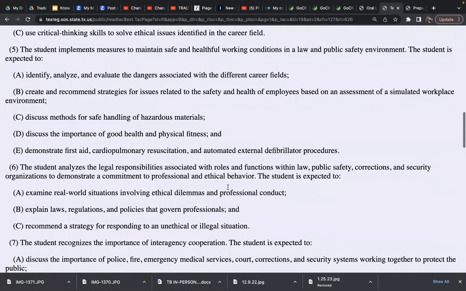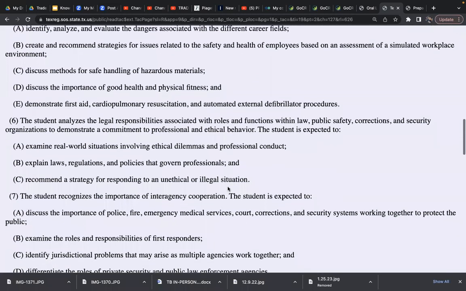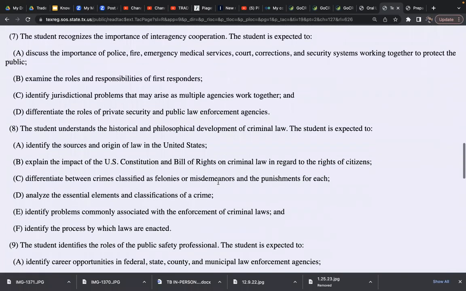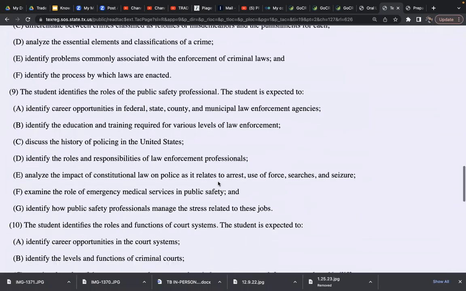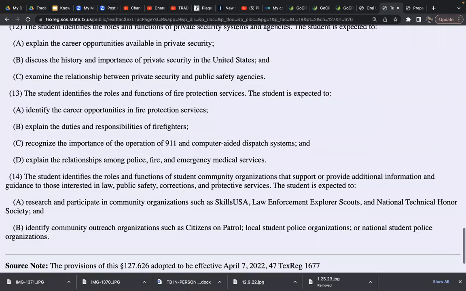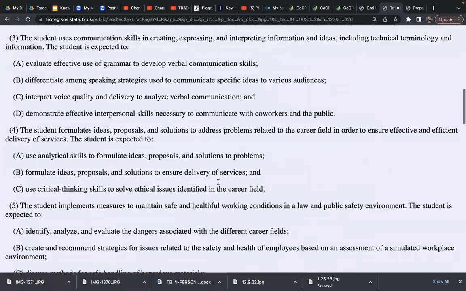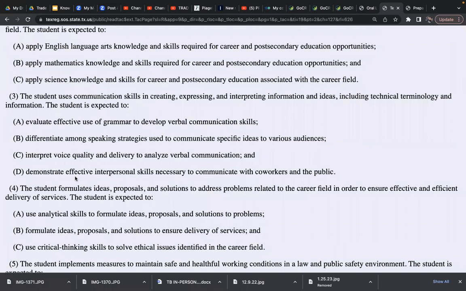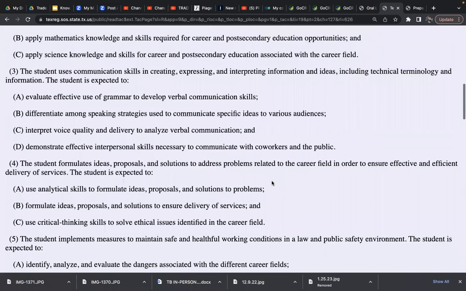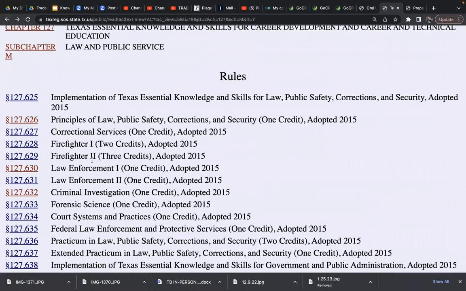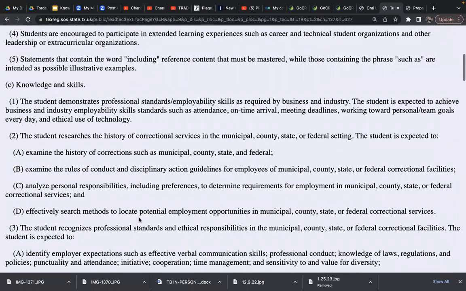Let me see, I'm looking for fire protective, not the court system. Okay, there's this one: effective interpersonal skills necessary to communicate with coworkers. Ethical issues. And correction services.